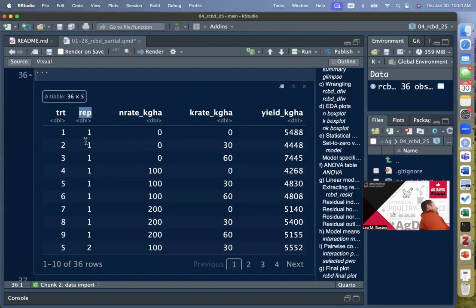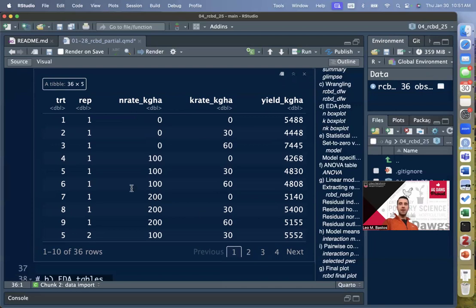So again, in most designs we have some level of replication, and in certain designs that replication equates to a block, which in RCBD is what it is. We have our nitrogen rate and potassium rate in kilograms per hectare, and then we have our yields. And 36 observations, that's what we've been talking about in lecture. This is how this data looks.